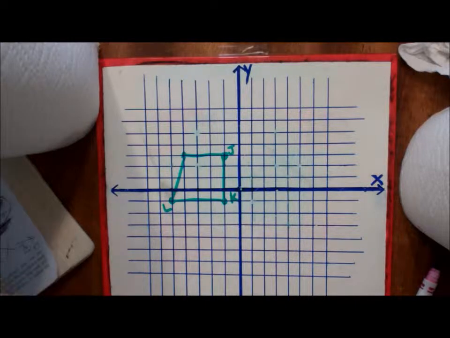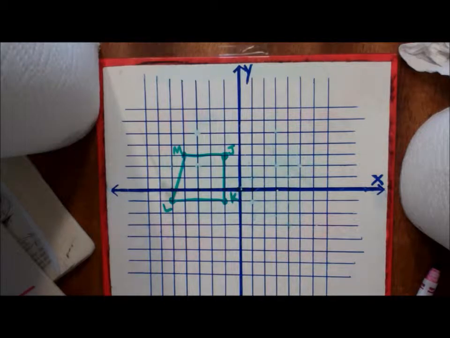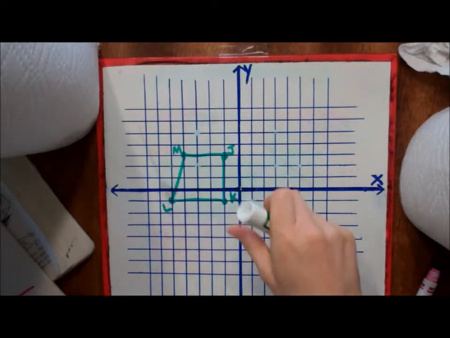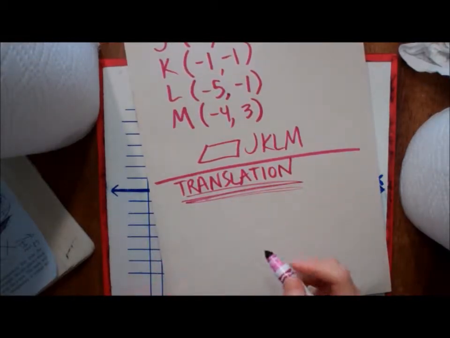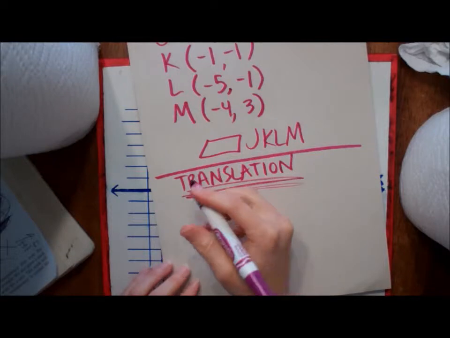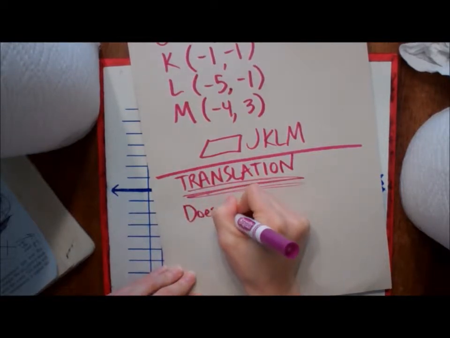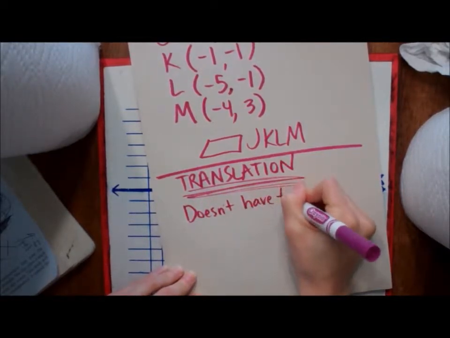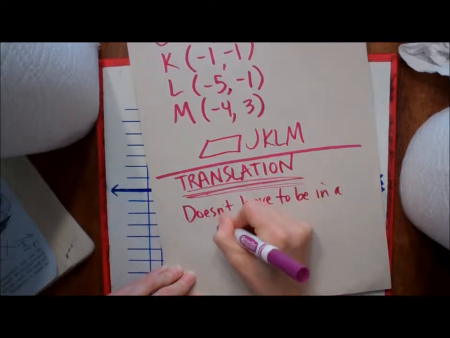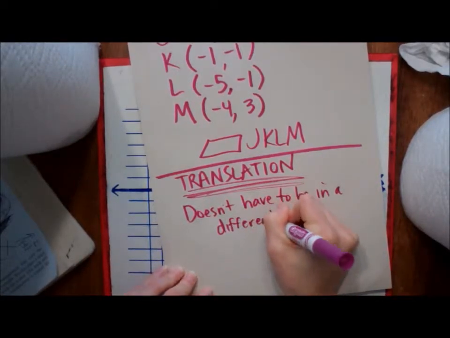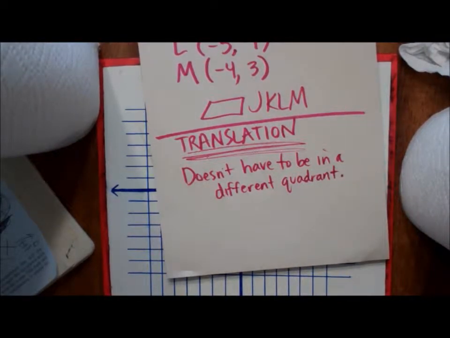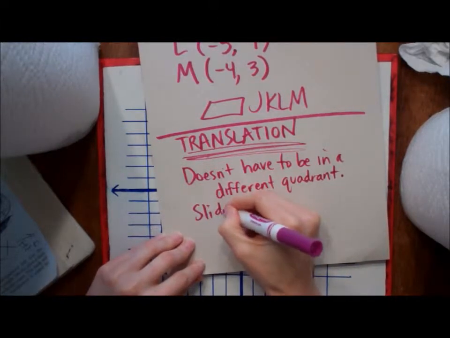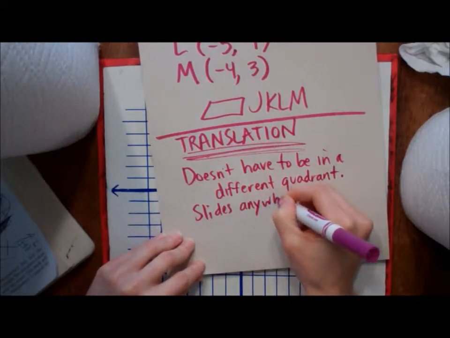Now, when we're doing a translation, let me go and put M here. When we're doing a translation, remember we're taking this object and we are sliding it. Okay? Now, the first thing you need to remember and write down in your notes about translations is this. That it doesn't have to be in a different quadrant. Doesn't have to be, okay? It can slide anywhere. Slides anywhere, even across the quadrants.